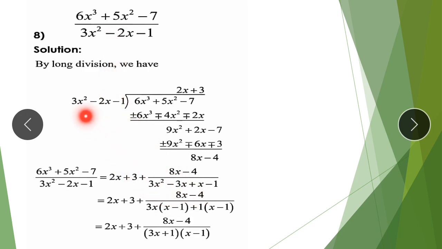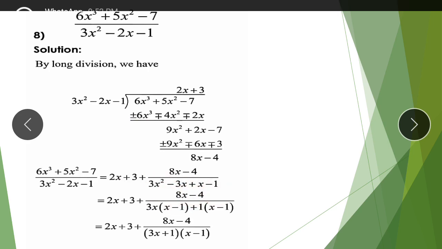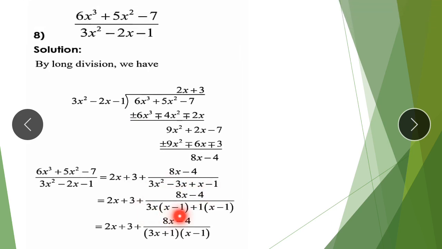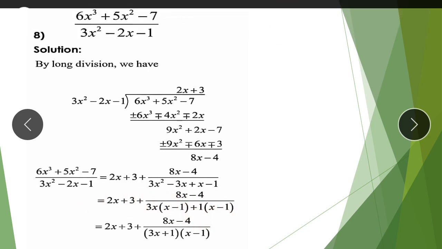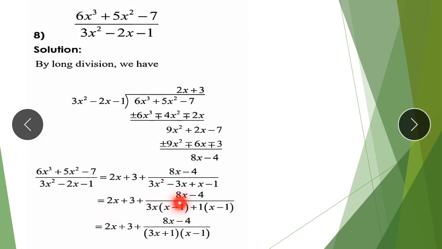So it can be factorized by mid-term partition, minus 3x plus x. So we can take common here 3x and plus 1, and 3x plus 1 will be one factor and x minus 1 will be the other factor. So basically this is converted in this form. Now we will ignore this for a while, and we are just going to make the partial fraction of this, meaning the partial fraction of the remainder.